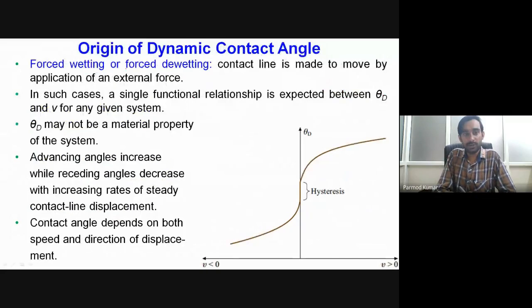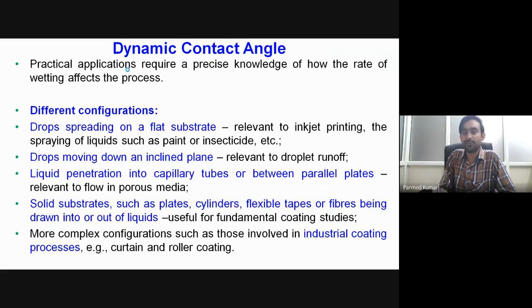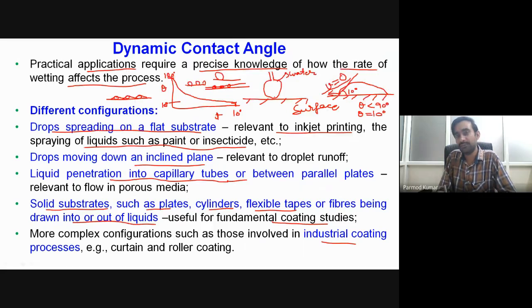Now, we may have different types of wetting situations. In one case, we may have forced wetting and de-wetting, and another case is spontaneous wetting or de-wetting. In the phenomenon I stated earlier, we were only bringing the droplet in contact with the surface, and depending upon the surface characteristics, it was spontaneously spreading over the surface. That type of phenomenon is referred to as spontaneous wetting.